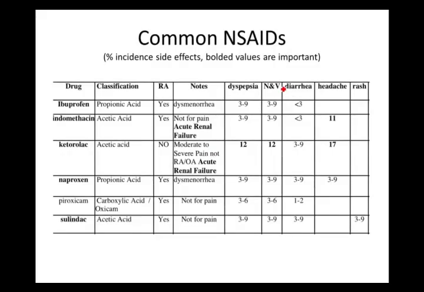Here's a nice summary slide of the different NSAIDs and notes about them. Understand that something like indomethacin would be excellent for pain management, but not really good for patients that are experiencing acute renal failure. Other drugs are not really well indicated for pain, but are excellent for something like inflammation or fever. All right? So there's no real hard and fast rule for which drug class is better than the other.